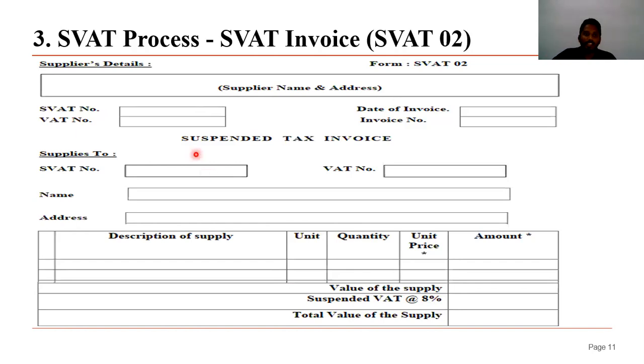Then RIS, supplier details. The supplier will enter the SVAT number, registration number, and the VAT registration number, invoice date, invoice number. And the supplies to the purchaser detail: purchaser RIP, registration number, name, and the ISR number and address. They will enter this detail and issue. This is SVAT 2, the normal physical invoice format.